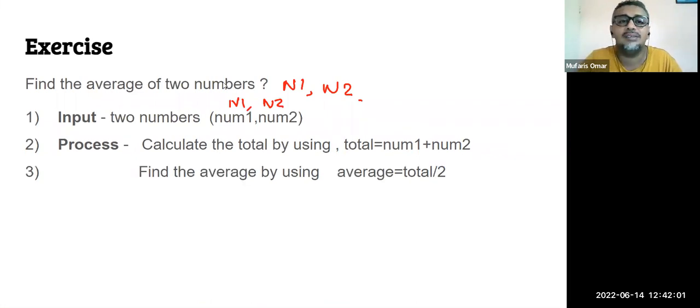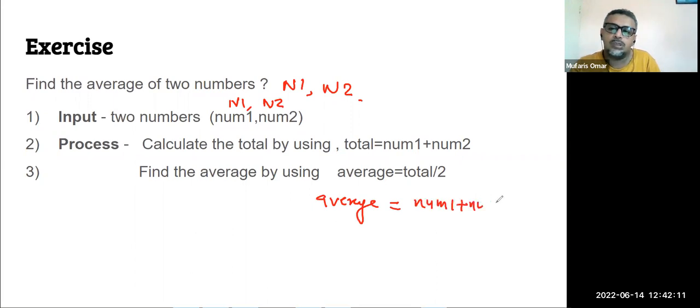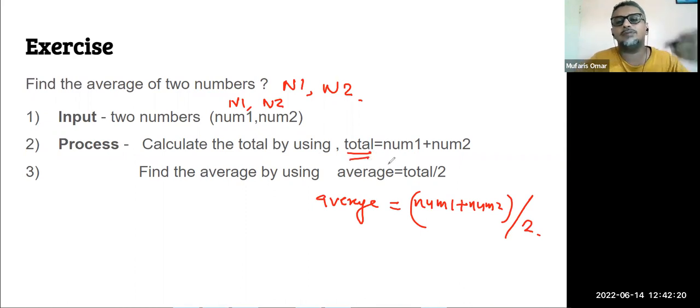That is one method. Or you can write it directly like average, as some of you have written, number 1 plus number 2 divided by 2. So this way also you can write. If you want, you can find the total in the first step, then go to the average, or you can directly write the average, since we want to find the average. Either way it's okay.